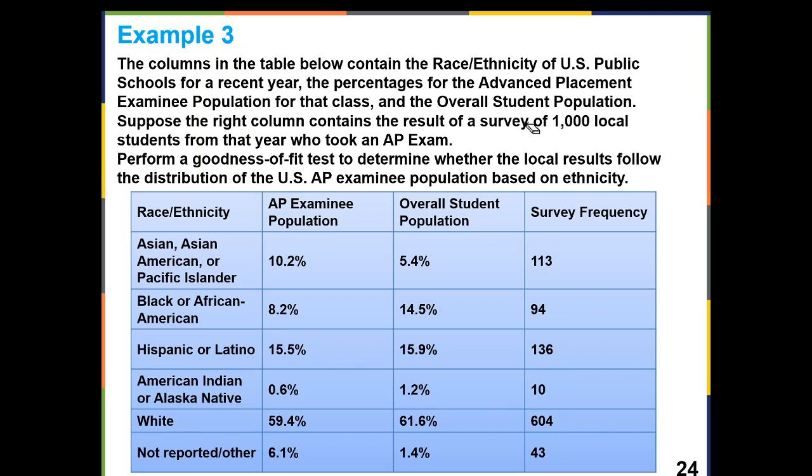Or we can do it. Actually, it's not that hard. I mean, it doesn't take that long. Okay, so what we're going to do is this: perform a goodness of fit test to determine whether the local results, which are these observed values, follow the distribution of the U.S. AP examinee population based on ethnicity. So we're going to compare this column with this column. So we don't care about this column for now because we're not asked about it. We're asked about this one and this one.